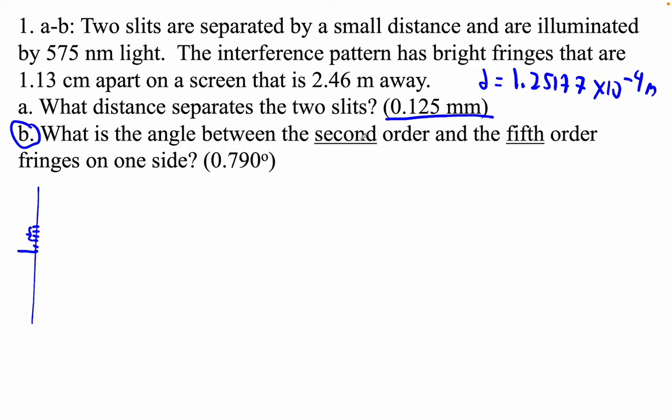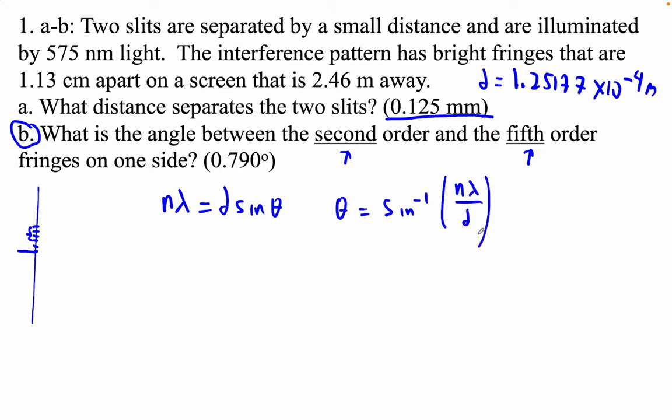So what I'm going to do is find the angle for the second order and the angle for the fifth order, and I'm just going to subtract those, okay? And there's other ways to do this, but let's use a formula, right? So for this, I'm going to use n lambda is d sine theta. So therefore, theta is equal to the inverse sine of n lambda over d, okay?